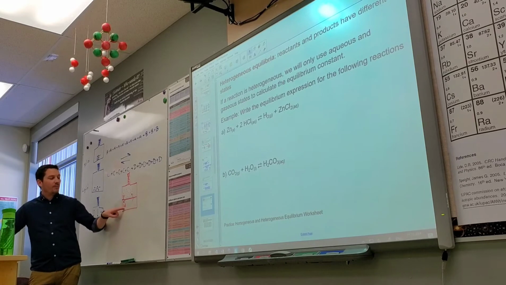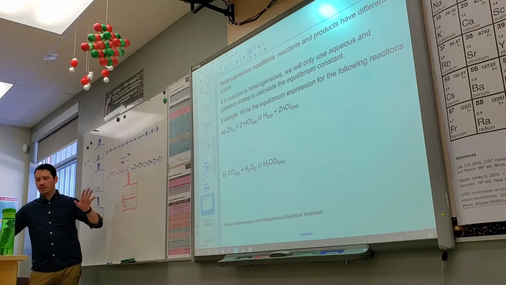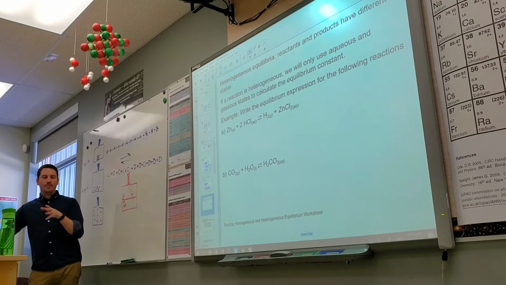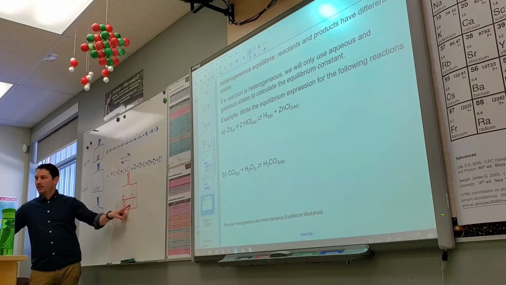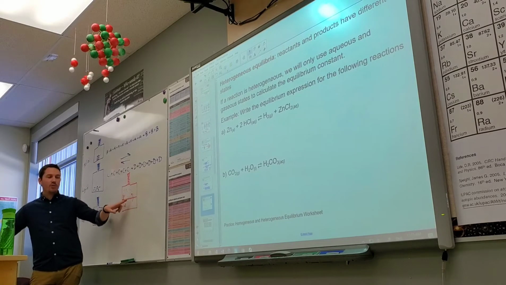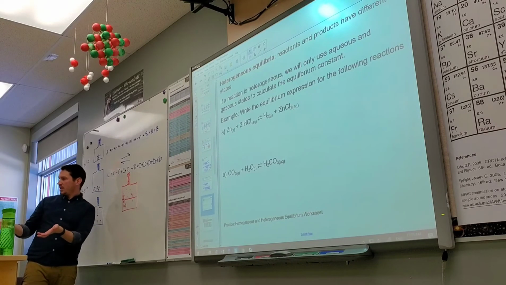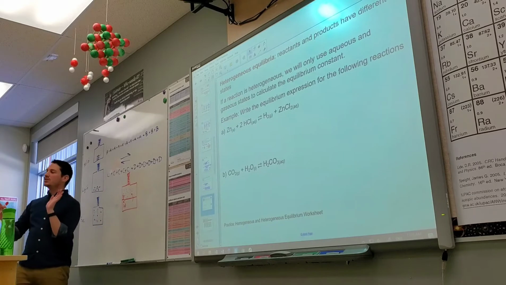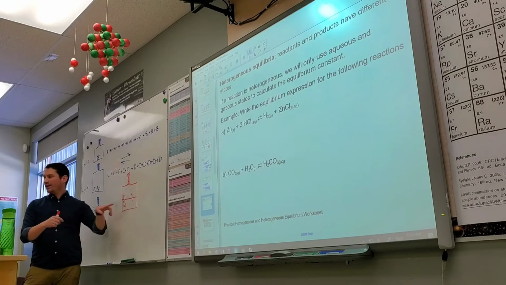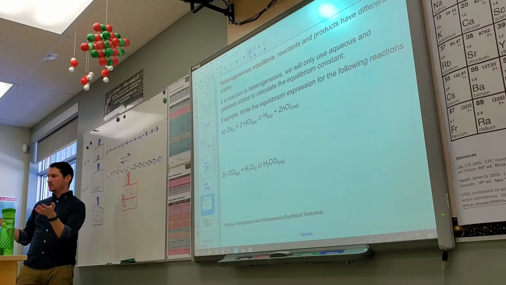Because is the liquid at the bottom of the flask doing anything? Is it evaporating? No, it's not doing anything. And also, if I added more water, would the concentration of the water change? No. If I added more water, the volume would get bigger, so the concentration doesn't change, okay? You can't change the concentration of liquid water if it's the only liquid present, okay?